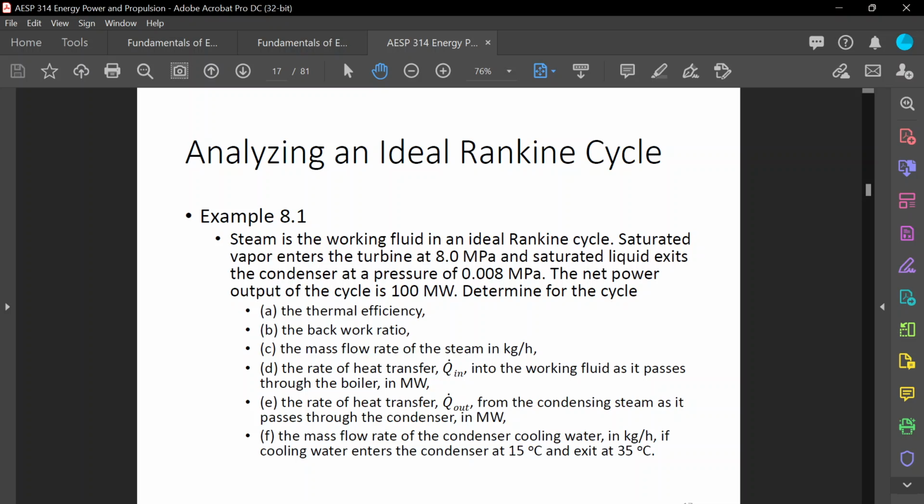So the first thing you want to do is to calculate the enthalpies based on whatever is given to you. We have the saturated vapor entering the turbine, so we have the state 1 pressure, and that is saturated vapor, right? And we also have saturated liquid as it exits the condenser, so state 3. And the only other clue we have here is that we need to look at the saturation thermodynamic tables. Okay?